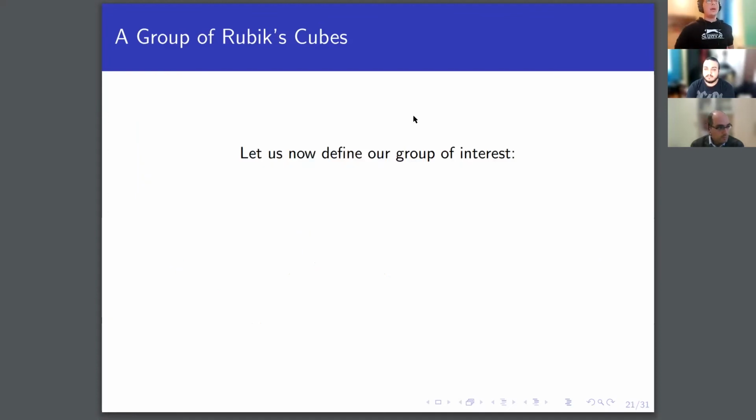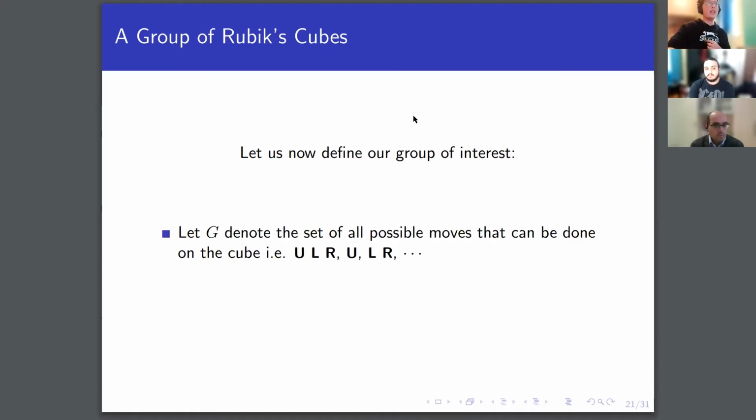Now, what I want to do is prove to you that the Rubik's Cube forms a group, or rather, all of the configurations in which it can be shuffled. To do that, I will need to go into a bit more detail.